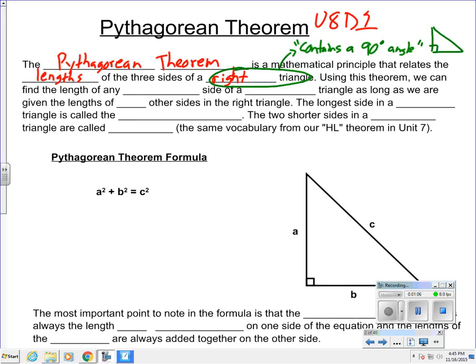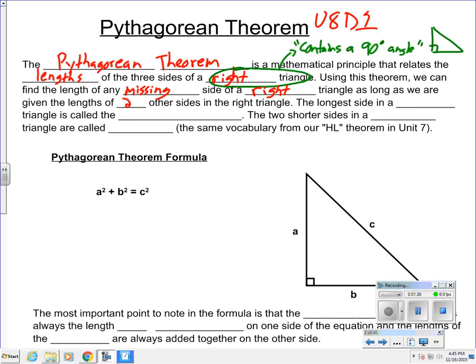So using this theorem, what we can do is find the length of any missing side. Find a missing side length of a right triangle as long as we have the lengths of the other two sides.